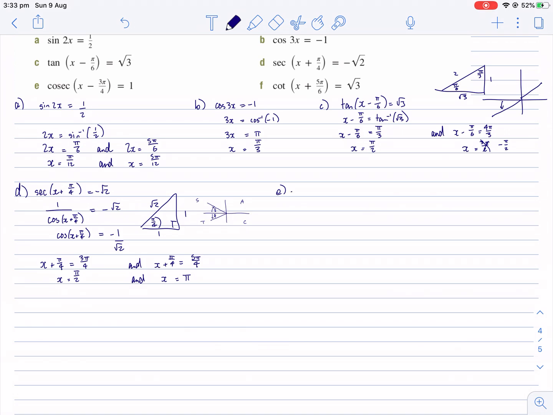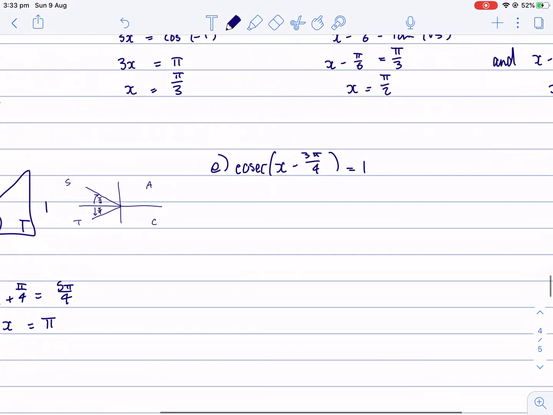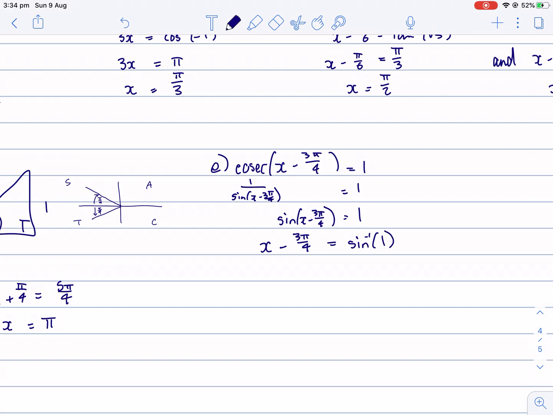Here we've got cosec x take 3 pi on 4 equals 1. So this means 1 on sine x take 3 pi on 4 equals 1. So sine x take 3 pi on 4 is 1 on 1, which is 1. So x take 3 pi on 4 is arcsine 1, which means x take 3 pi on 4.